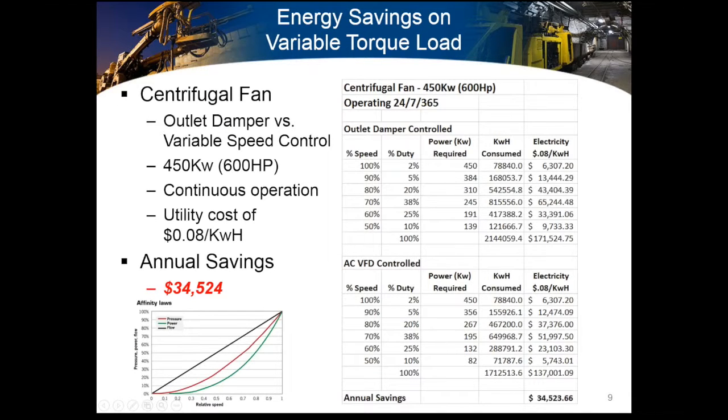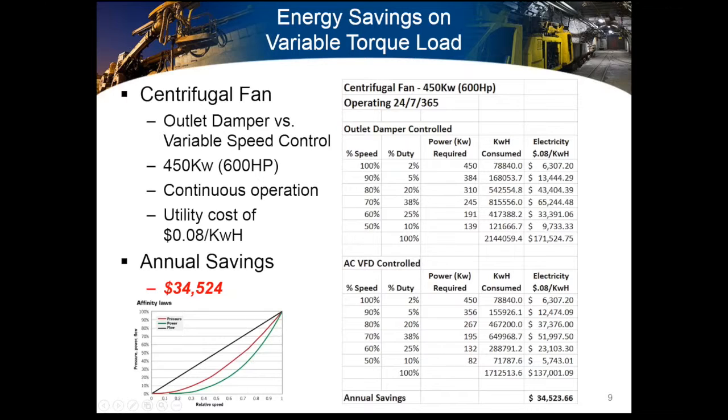Now let's take a look at some specific applications as one applies a variable frequency drive and a three-phase motor. The first will be centrifugal fans. Now in this case, we've picked an outlet damper control versus variable speed. So we're going to be comparing a fan running at a constant speed and then throttling the output of the flow to varying amounts as compared to driving the fan at lower speeds to get the amount of airflow that you want. In this case, it's a 600 horsepower or 450 kilowatt machine. And for purposes of this evaluation, we're looking at a continuous operation where the utility costs average 8 cents a kilowatt hour.